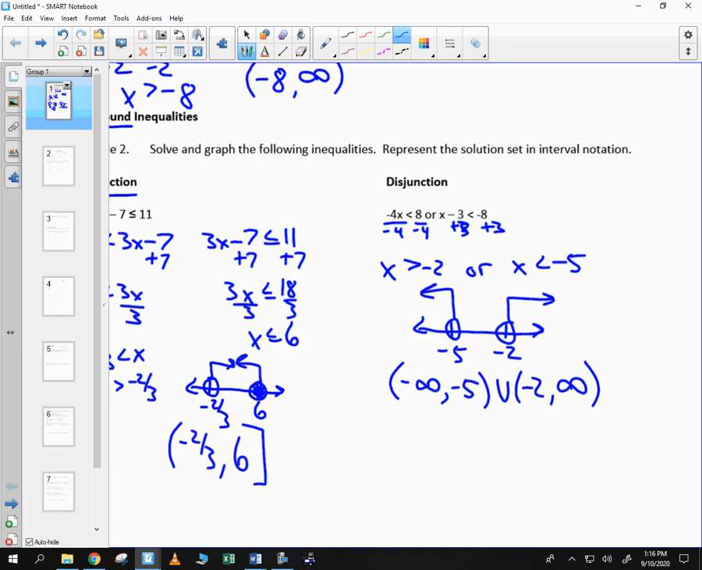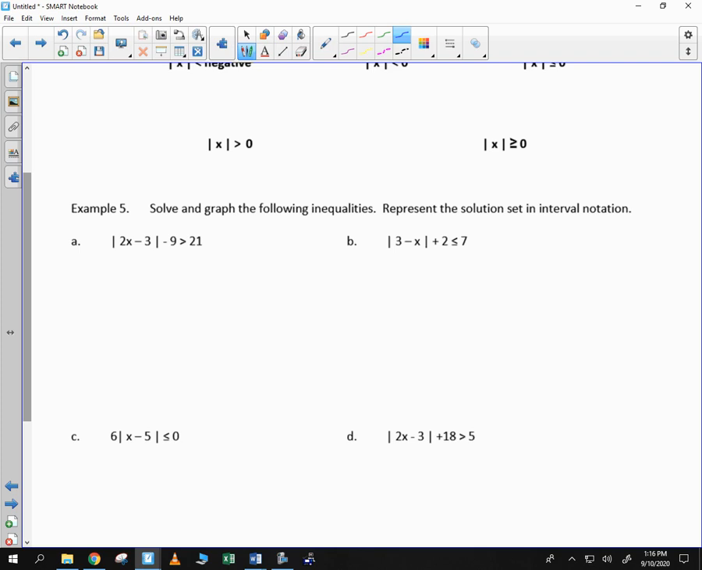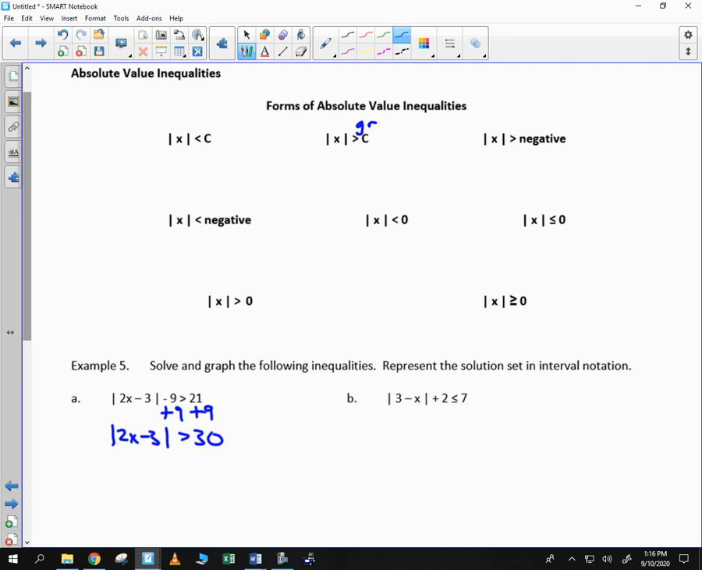Okay? So that should be a lot of review. Another review piece for you is absolute value inequalities, and those are a little bit unique. For example, look at this first situation: the absolute value of 2x minus 3, minus 9, is greater than 21. First of all, you need to isolate the absolute value. So the absolute value of 2x minus 3 is greater than 30. Already I can see it's greater than 30. If you end up with a greater than symbol, I call it a "great-or", that means you're going to have a disjunction.